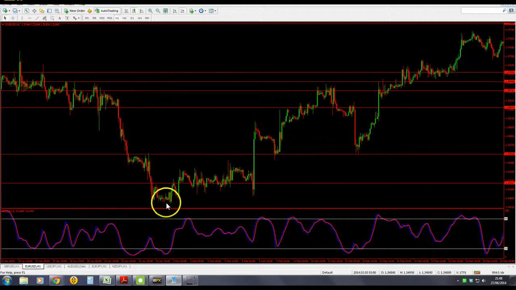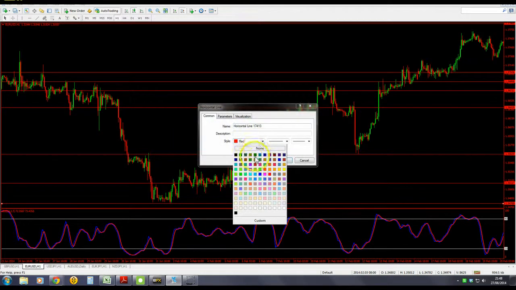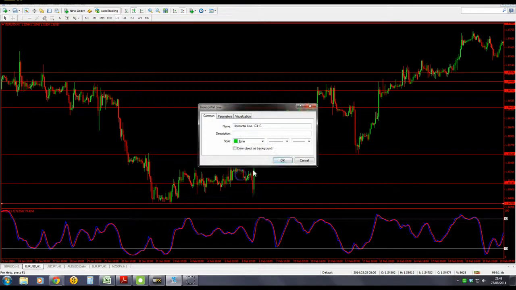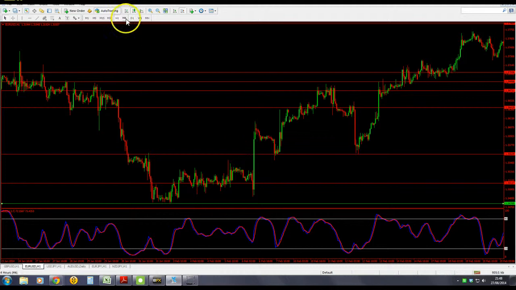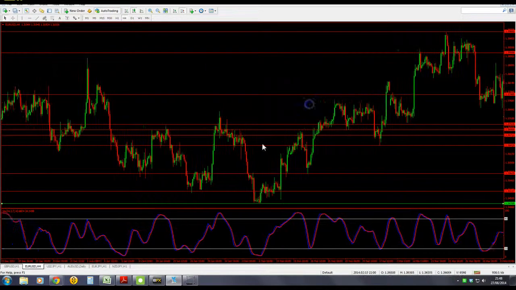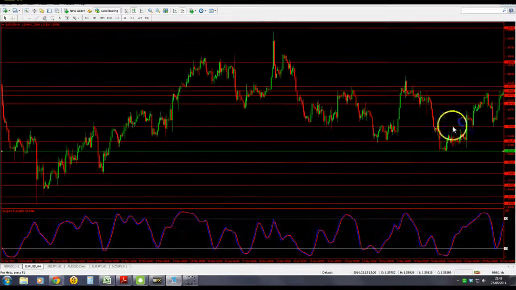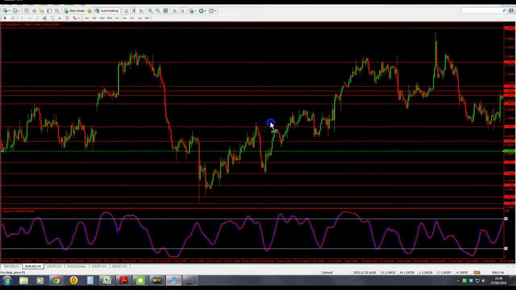In this case it went there. I'm going to change this one right now. I'm going to change it to a green one, then I'm going to go and find this level where it reacted from. Okay, so that was the point it changed. Let's go find a key level.